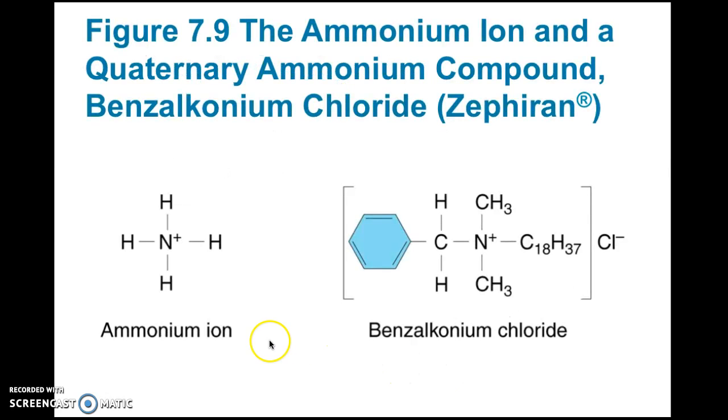This is what a quat looks like. So this is an ammonium ion. It has a nitrogen with a positive charge and 4 hydrogens. A quaternary ammonium compound takes that nitrogen ion in the center, and instead of having 4 hydrogens, it has 4 other groups. So you've got carbons, hydrogens, long chains of carbons and hydrogens. Here's a carbon with a carbon ring, and then it pairs that positive charge with a chloride ion.